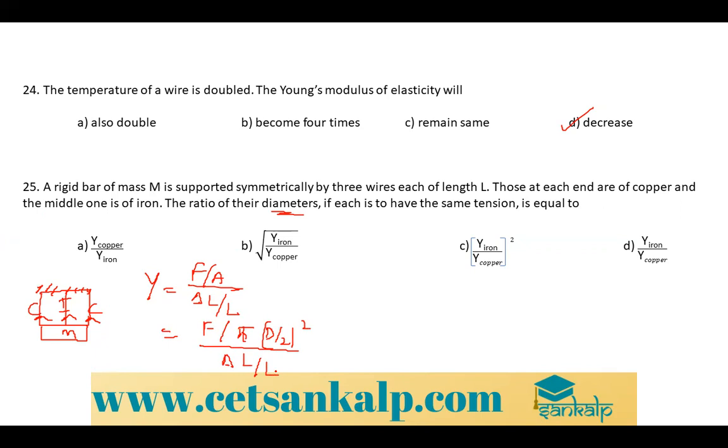As per the condition of the problem, we understand F, L and delta L are the same for each wire. So I can say Y is equal to 4FL divided by pi d square delta L. From this formula I can say Y is inversely proportional to d square.